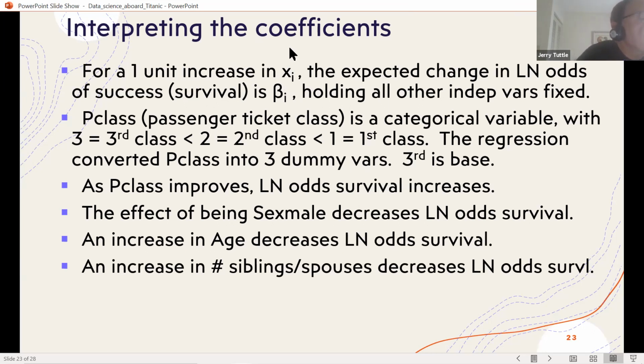we're really calculating the ln odds ratio. So what this coefficient is, for a 1 unit increase in the independent variable, it's the expected change in the ln odds of success, holding all other independent variables fixed. So it's how does the ln odds ratio of success change for each increase in x. And so for the particular variables used, P class is the passenger ticket class.